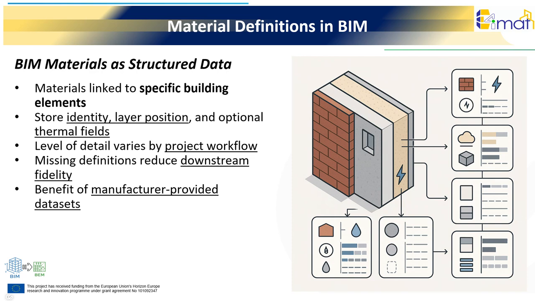For this reason, datasets provided directly by manufacturers play a crucial role. When materials enter the BIM model with validated thermal properties, standardized naming, and correct layer placement, the entire interoperability chain benefits. These high-quality definitions increase confidence in the data and reduce the risk of substitutions or simplifications during export. Ensuring accuracy at the source is one of the most effective ways to improve BIM to BEM fidelity.